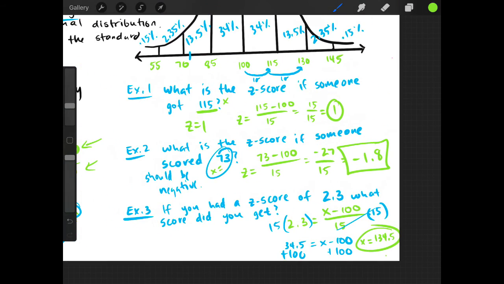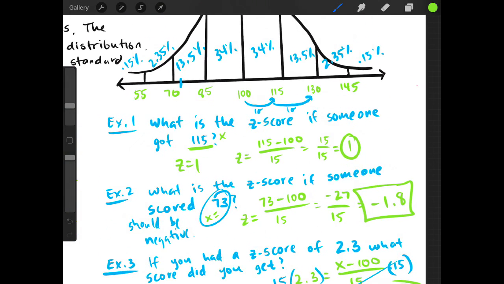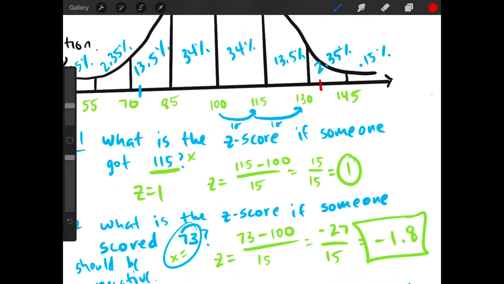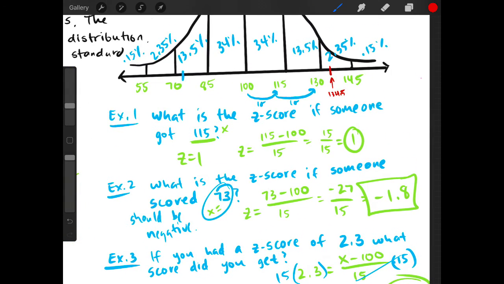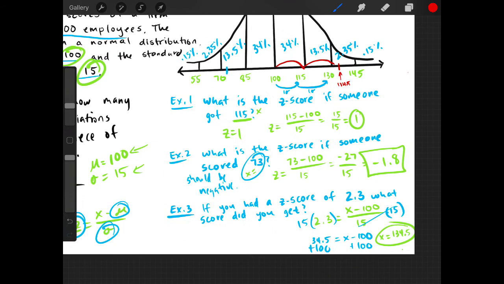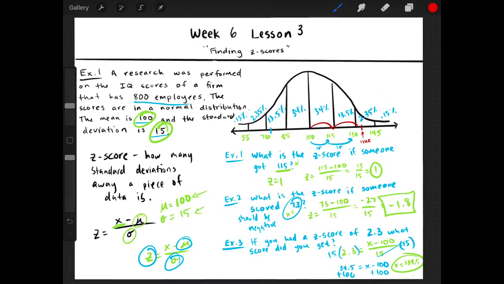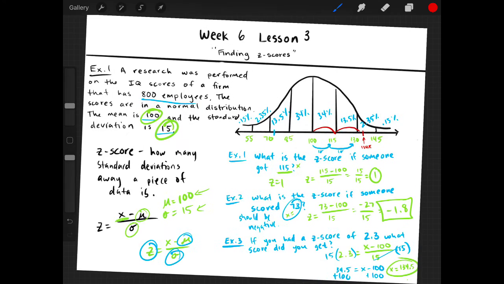Let's see if that makes sense. 134.5 would be somewhere over here, right? That would be about 134.5. Again, the z-score was 2.3, so let's see. That's 1, 2, and a little more, which makes sense, right? 2.3 is a little more than 2, so the z-score matches up exactly with the score we got there. That's the last thing that we're going to go over.